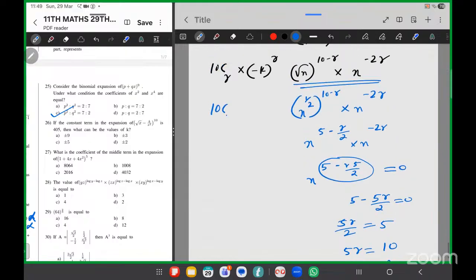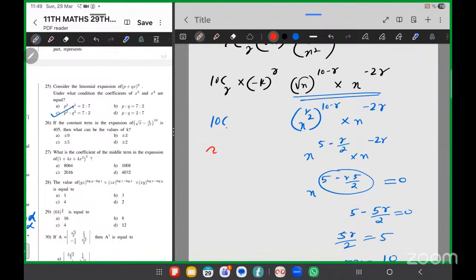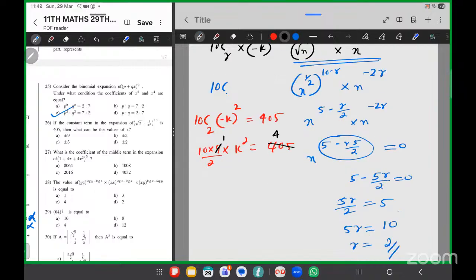So 10 into 9 by 2, which gives k square equal to 9. So k is plus or minus 3. Option B.